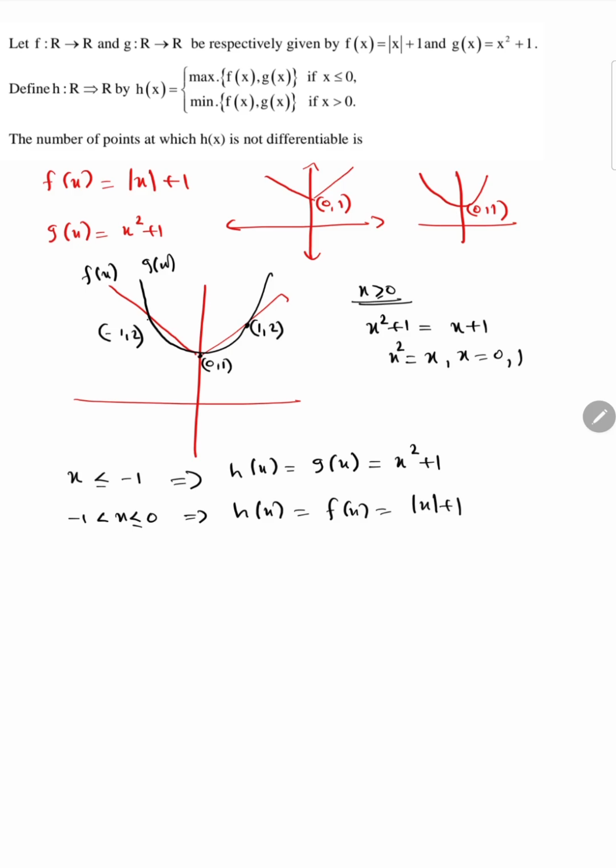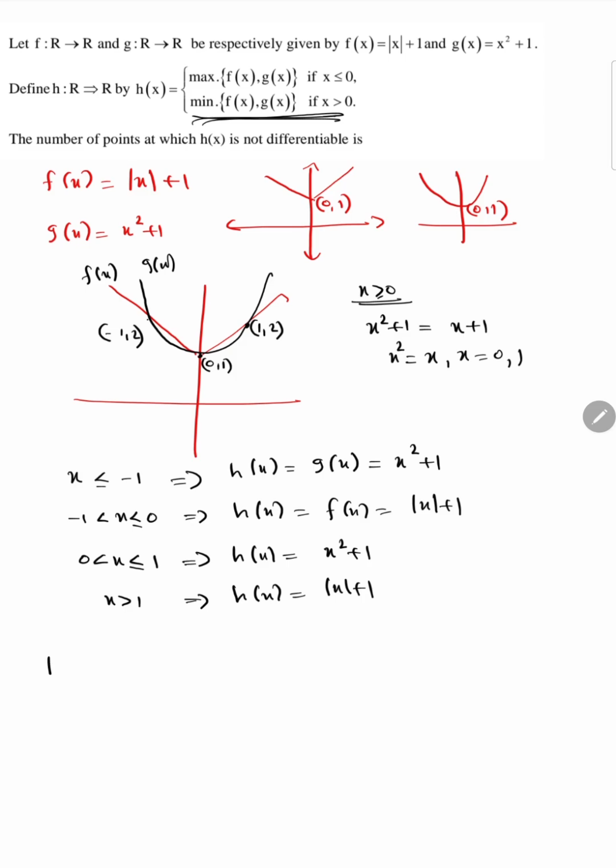Now similarly, if we consider the right side, if I take 0 less than x less than or equal to 1, we need the minimum of f of x comma g of x. So who is minimum? Minimum is that black graph, which is x square plus 1. So we will get x square plus 1. When x is greater than 1, we need the minimum. Which is the minimum? Red one or black one? It is red. So red means mod x plus 1. So this is the entire function.